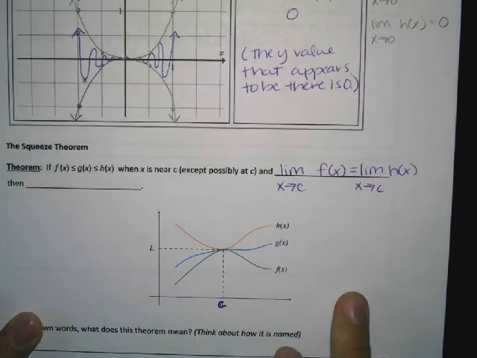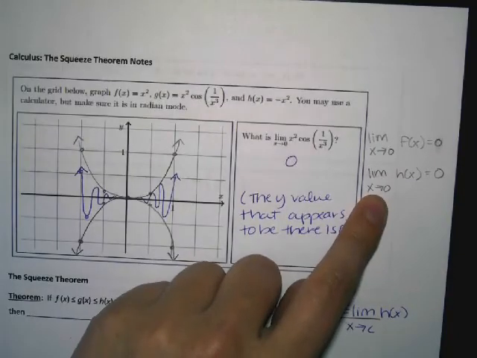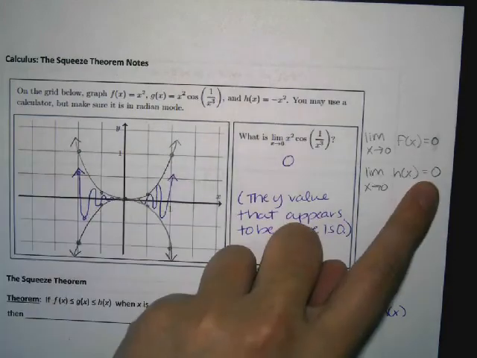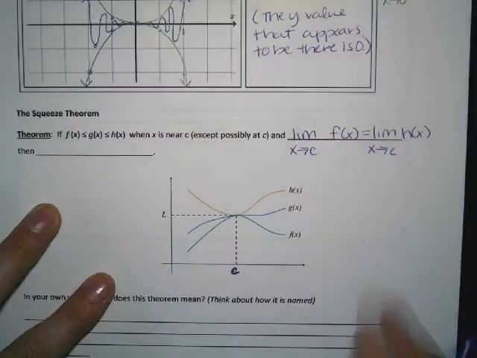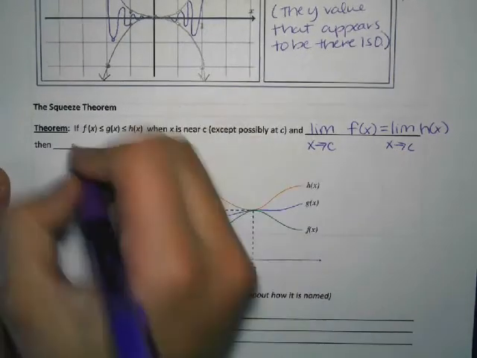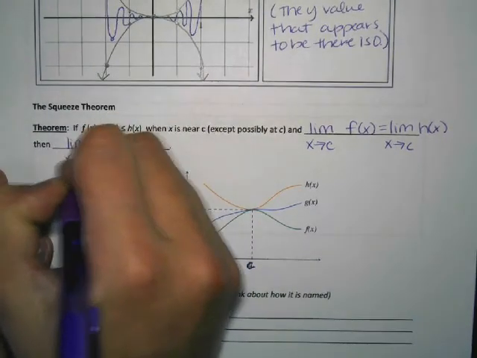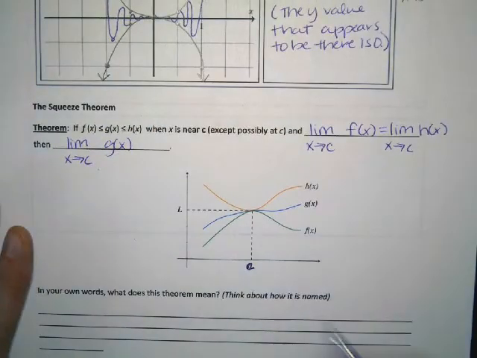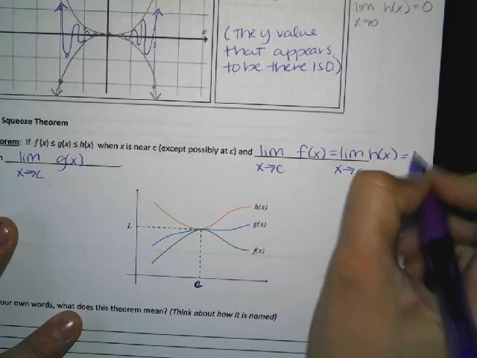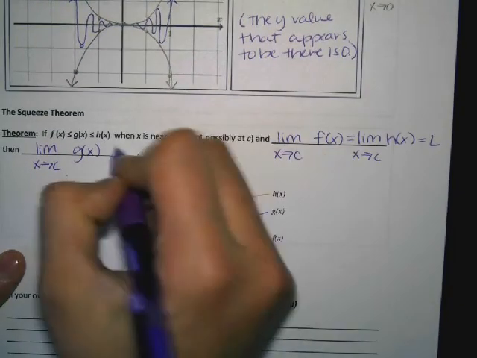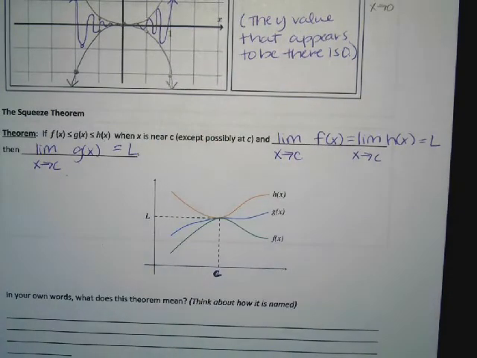So this is exactly the same situation we were talking about up here. The limit as x went to 0 for the top parabola and the bottom parabola was 0 for both of those. So if the limit for these two things is the same at the point c, then we're going to say the limit as x goes to c of g of x is also the same. I'm going to say that these equal each other and they equal some limit L. Then we can say that that limit is the same for this one as well.